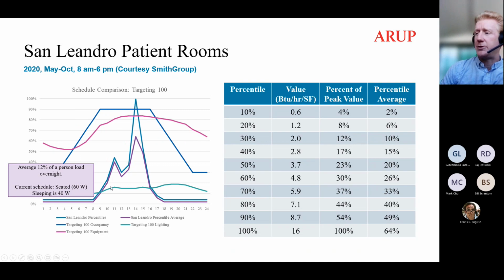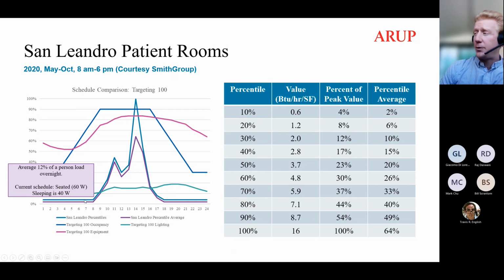Looking at data from the Targeting 100 report, it's similar, where there's similarity in the shape, particularly for the occupancy profile at a very high level. But again, there's a much steeper drop off, a steeper climb, and then not as consistent on the equipment or on lighting, where we might expect, based on those benchmarks, to see a more constant and higher equipment profile and a more constant but lower lighting profile.